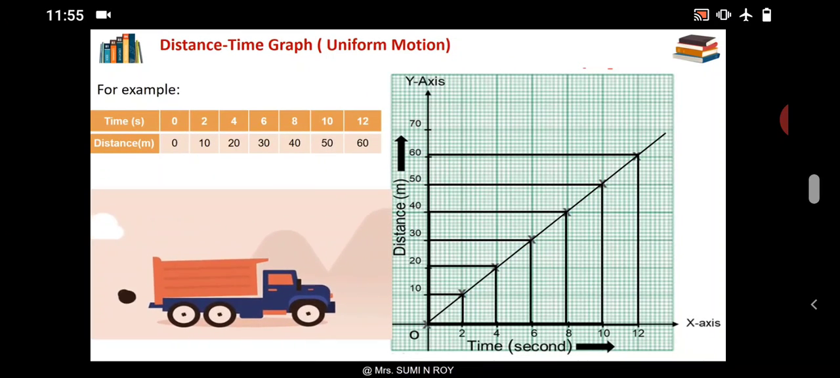Distance-time graph for uniform motion. A body has a uniform motion if it travels equal distances in equal intervals of time. For example, a truck running at a constant speed of say 10 meters per 2 seconds will cover equal distances of 10 meters every 2 seconds. So its motion will be uniform. Thus, the distance-time graph for uniform motion is a straight line as shown in the figure.